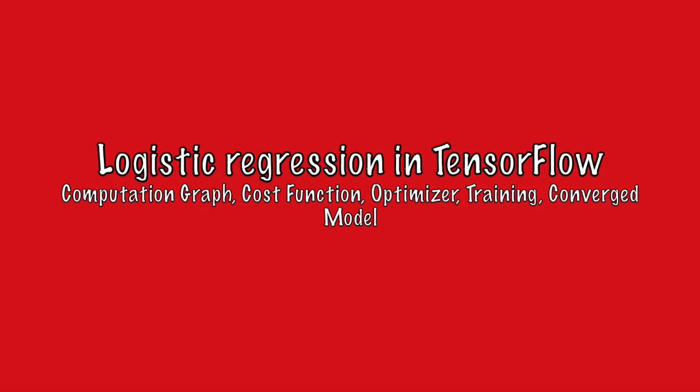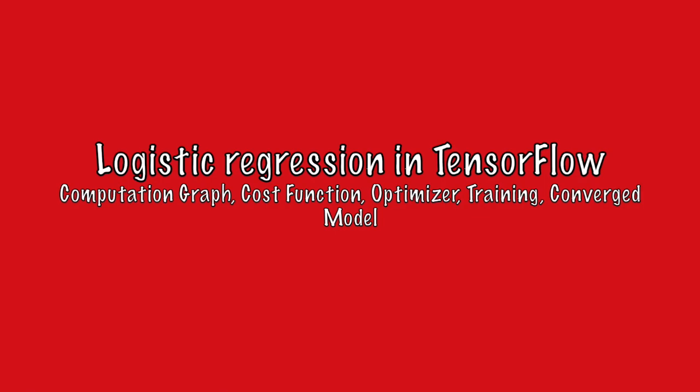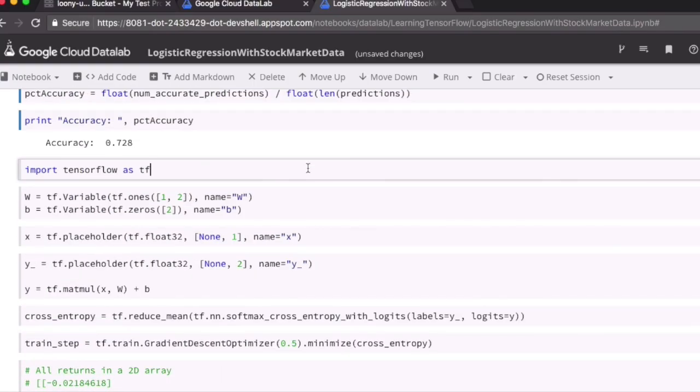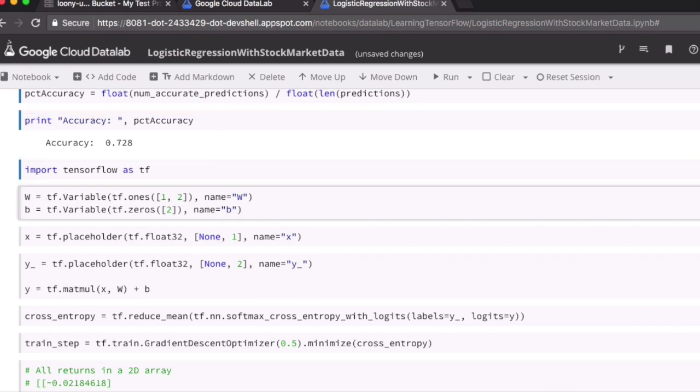We'll start off by setting up the computation graph, specifying the cost function, and go all the way till we get a converged model. In our implementation of logistic regression with stock market data, we had gone as far as setting up a baseline. The percentage accuracy of the baseline implementation, which we did using the statsmodel.api in Python, was 72.8. Import the TensorFlow libraries and then set up the variables whose values will be determined as a result of this regression.